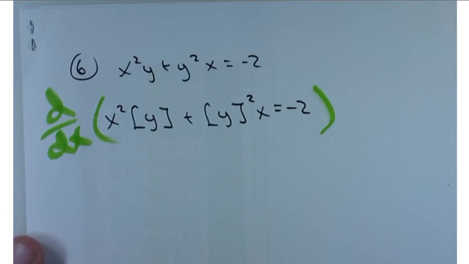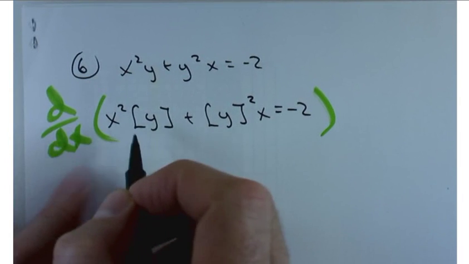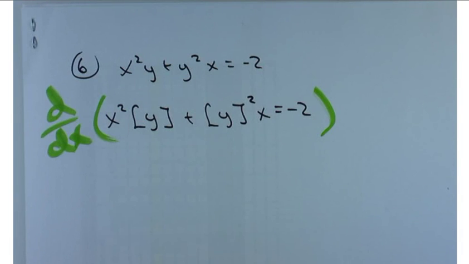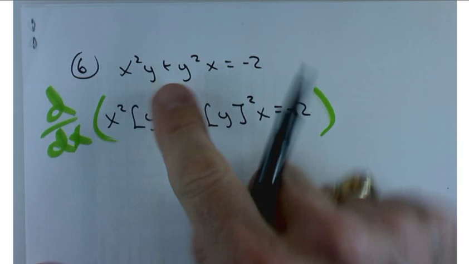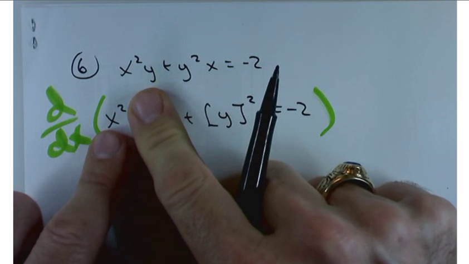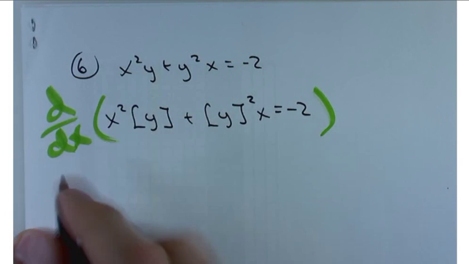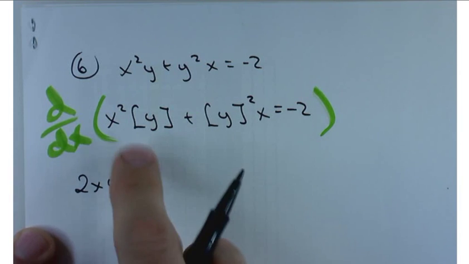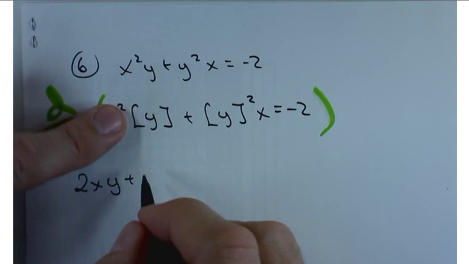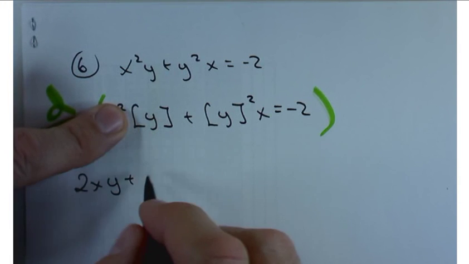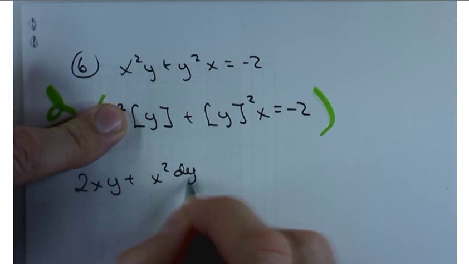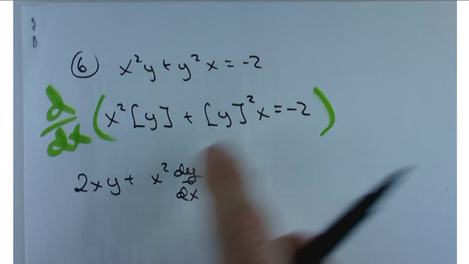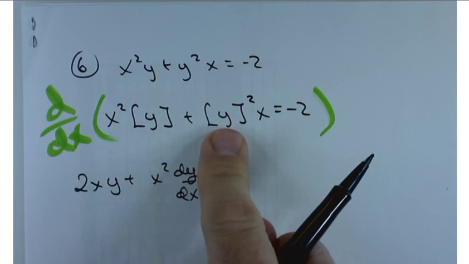Let's see if we can do that part without writing down f and g for all these things. Your first function here is going to be x squared, so the derivative is going to be 2x times y plus x squared times what? dy by dx. So we applied the product rule here. Let's apply the product rule here.